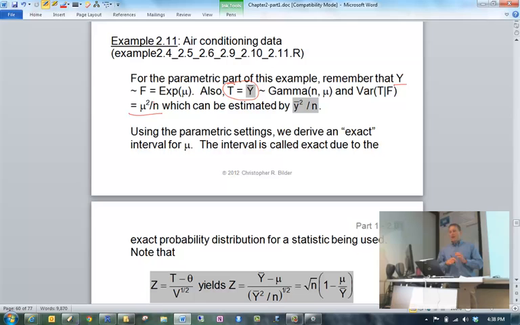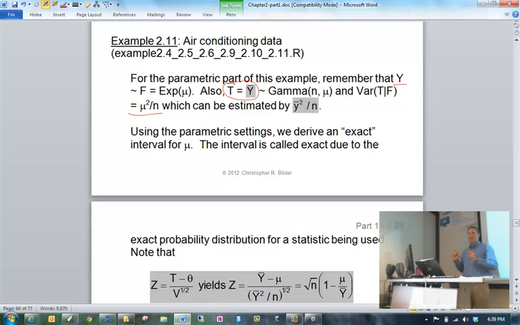Okay, now before we talk about a bootstrap version of how to get a confidence interval for mu, let's talk about how to form an exact interval here. Now let me make sure that you understand what I mean by an exact interval, because this is a term that can often be misunderstood.